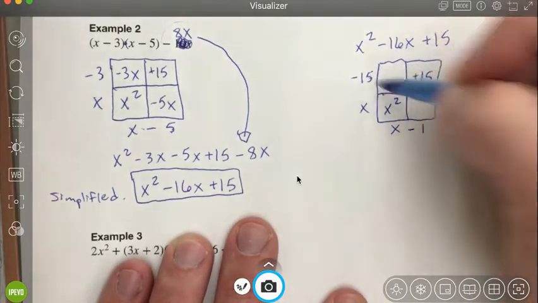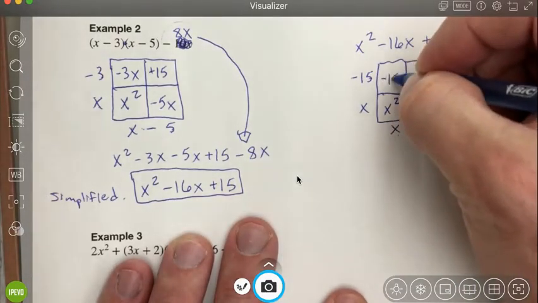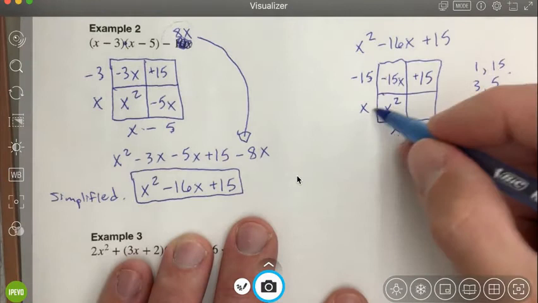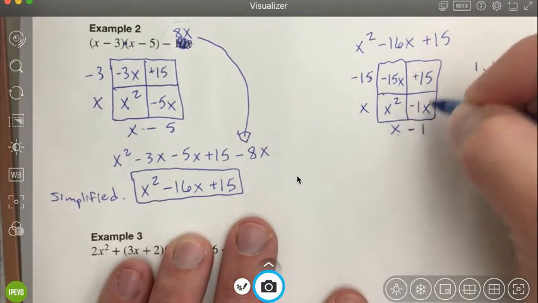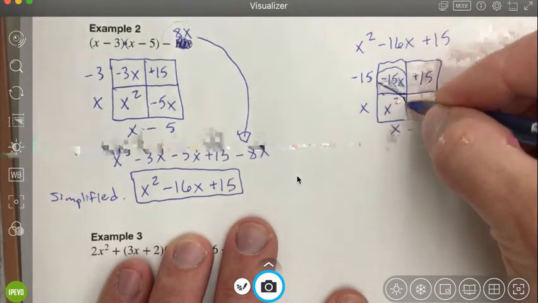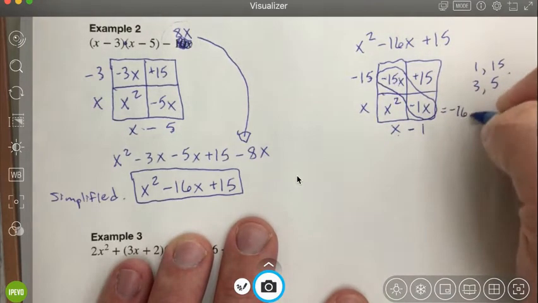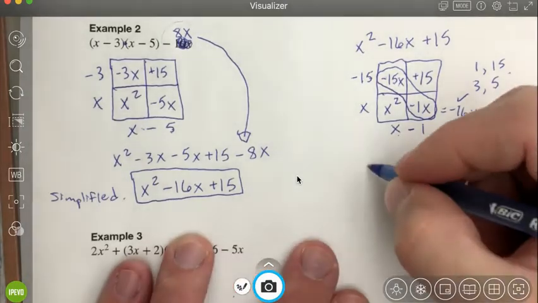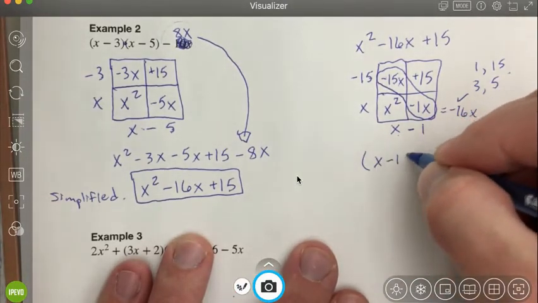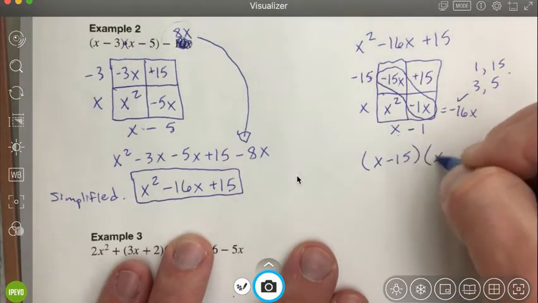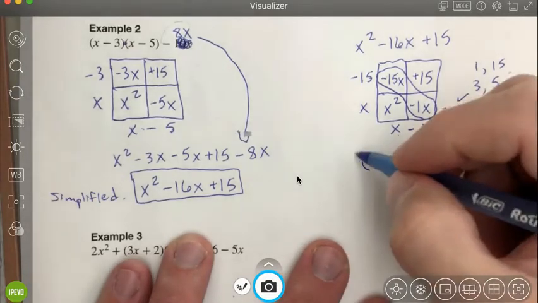And then I see a negative 15 times x is negative 15x. And negative 1 times x is negative 1x. And sure enough, when I combine these two, that's going to be negative 16x. So that's good. So now I know my factors are x minus 15 times x minus 1.